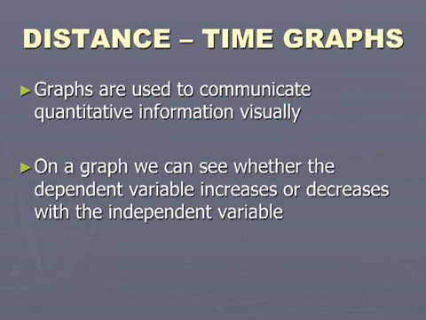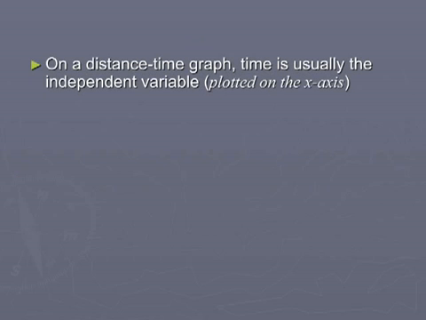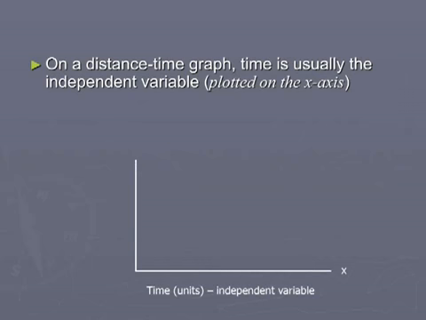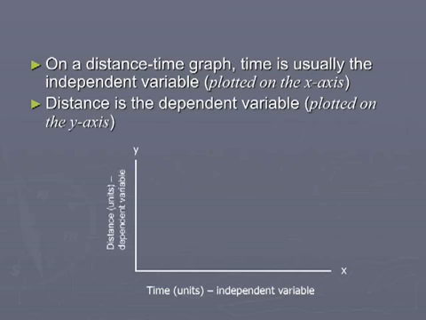On a graph, we can see whether the dependent variable increases or decreases with the independent variable. So we're going to look at which is the independent and dependent variable. On a distance-time graph, time is usually the independent variable. We plot it along the x-axis. Whenever we graph, time will be on the x-axis. So let's look at our x-axis here. We have time, which is the independent variable. Distance is the dependent variable, and we plot that on the y-axis.